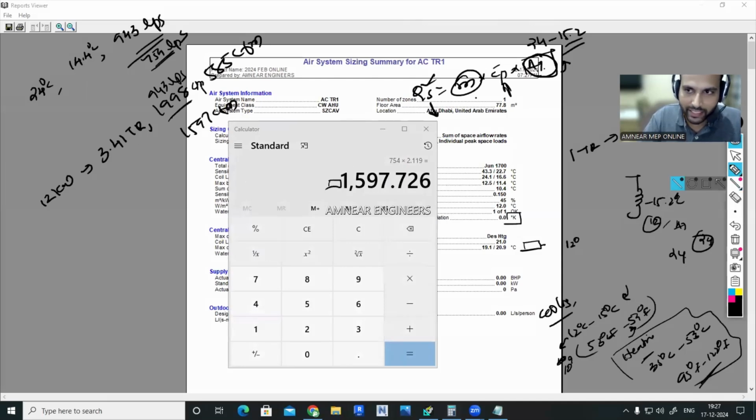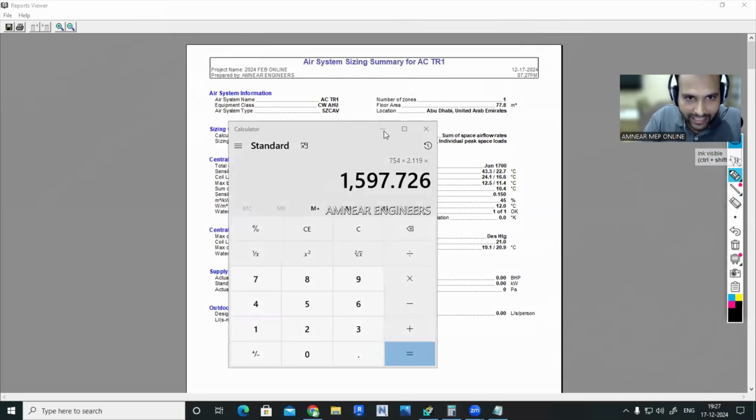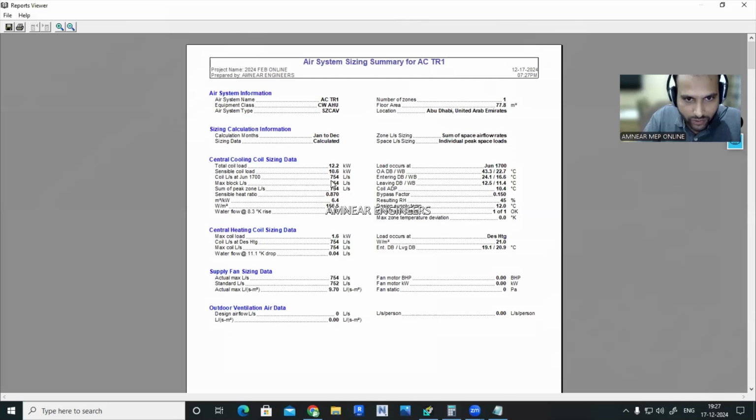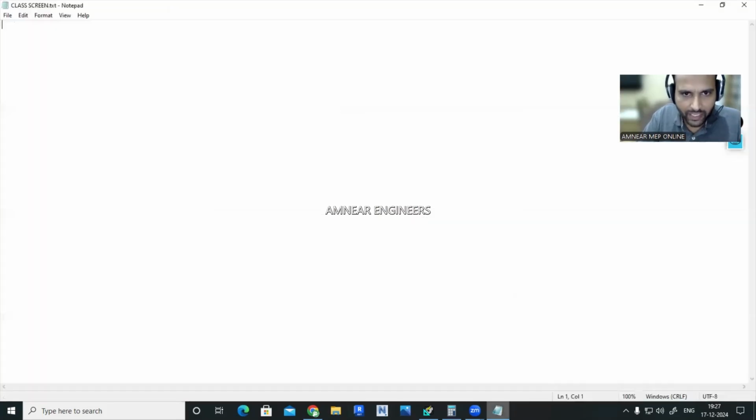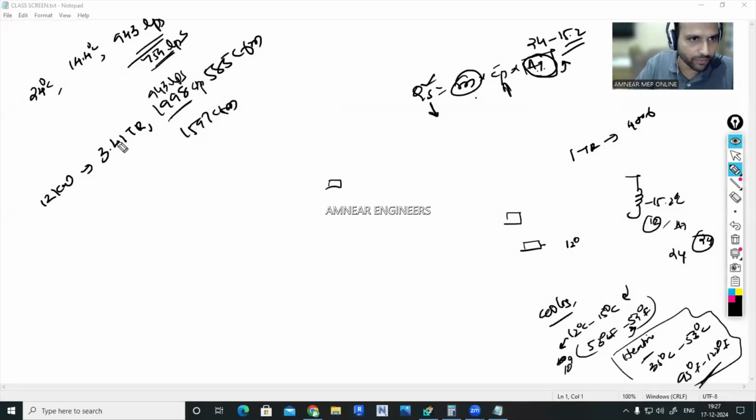Now per ton, how much can I get? Coil load will vary slightly. Before it was 12 only, now it is 12.2. That will come because the ADP and everything is changing. Slight changes can come with respect to the room sensible heat ratio and all. Even though not that much change, before it was 12, now it is 12.2. Anyhow, 3.41 ton, no?